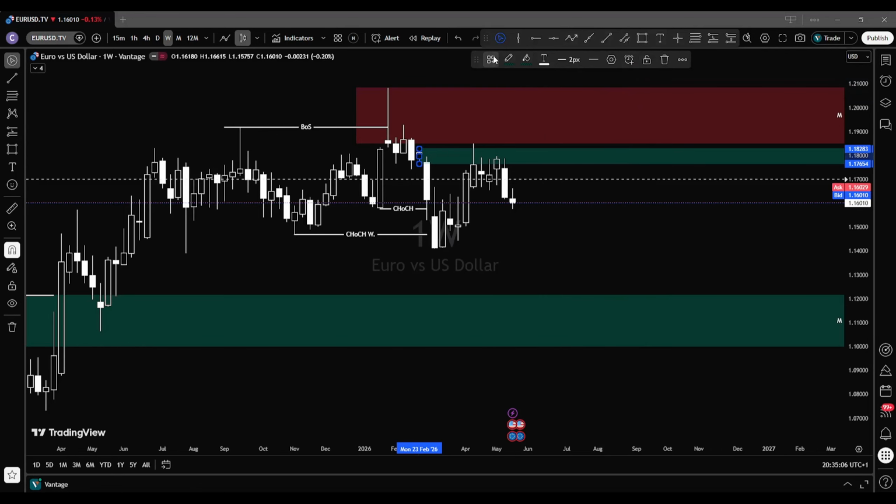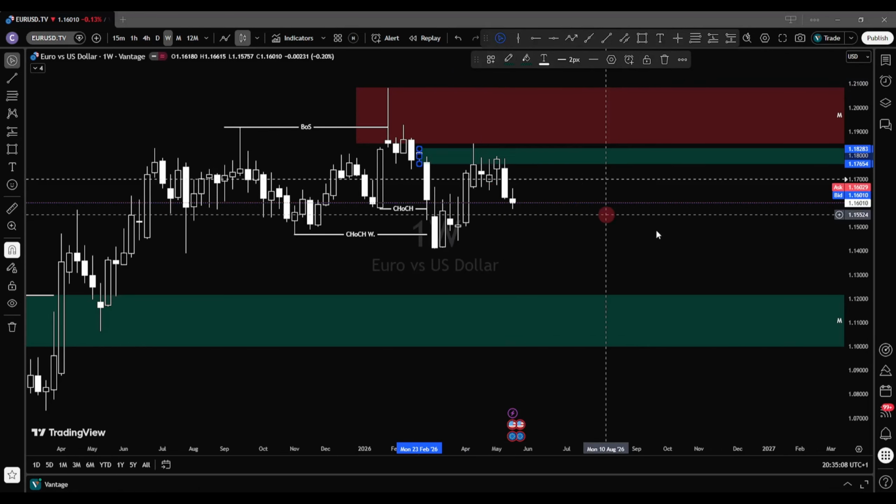I'll have a video up here where I'll teach you how supply and demand works. And in that video, I will explain how you can trade supply and demand and understand it very well. In the weekly, we have a supply zone up here, right here on the weekly. And this supply zone, as you can see right here, price has come into it. However, the rejection zone is still very active.